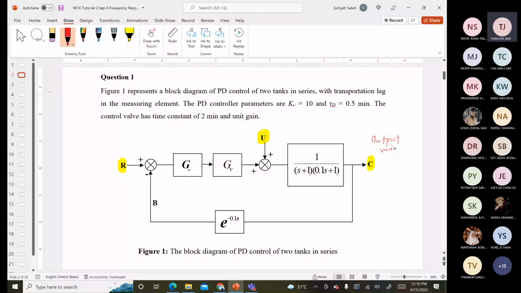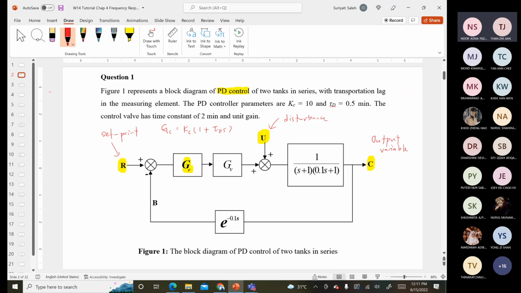variable. And the U here could represent the disturbance input. However, there is no block over there, just an arrow. And then here you have the R. Normally this one is for the set point. So in this case, the question mentions the PD control. The PD control. So that means the type of controller for GC is PD, where the GC equals Kc (1 + tau d s).